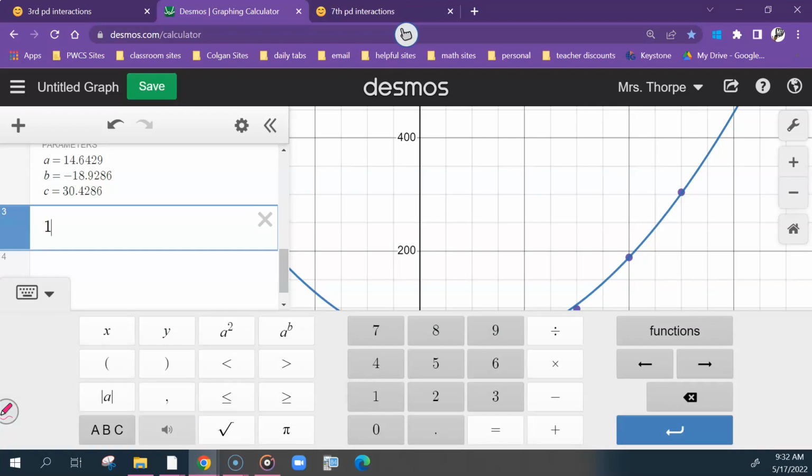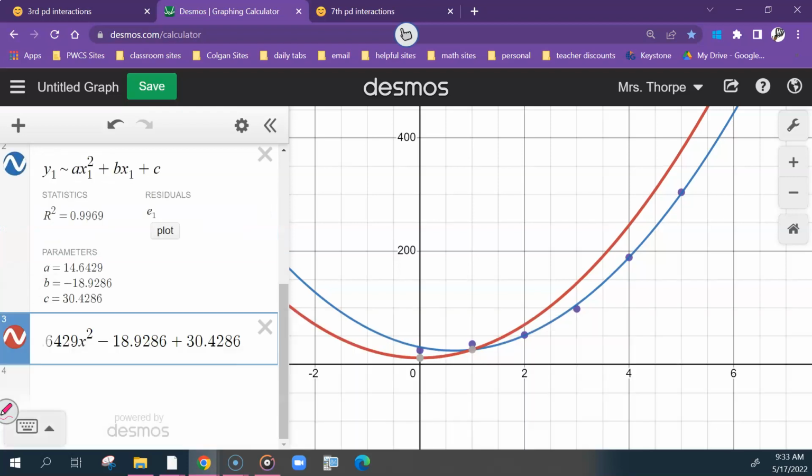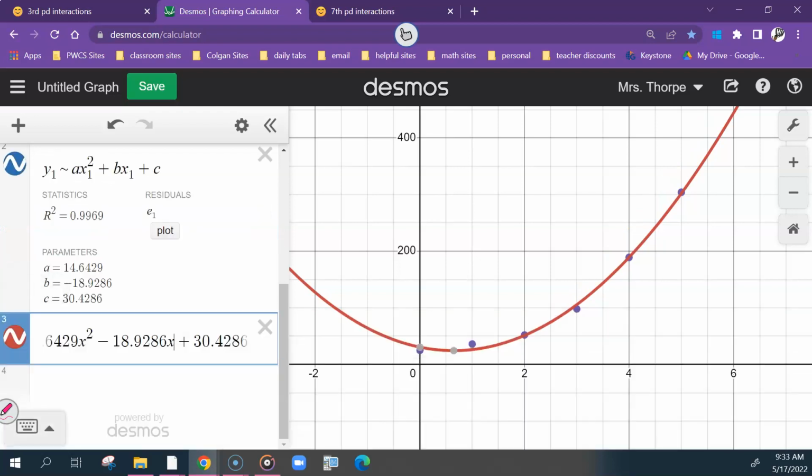So 14.6429 x squared minus 15.926 plus 30.42. So now I have that, and I put that in for x. That would be one. Now it's line and check.